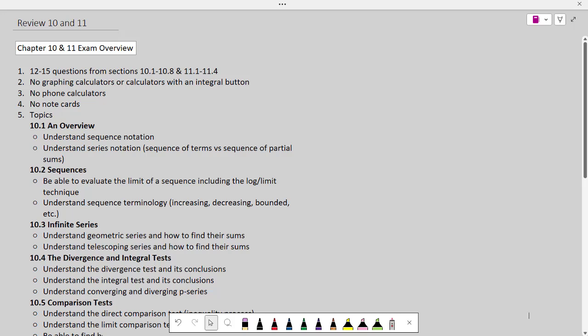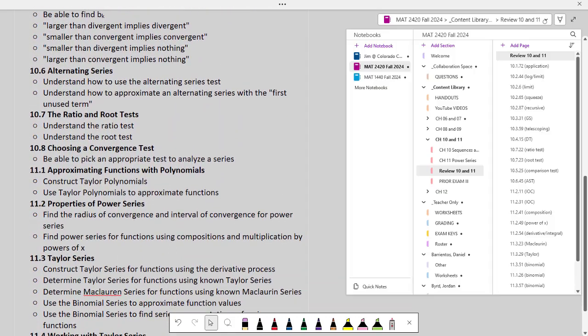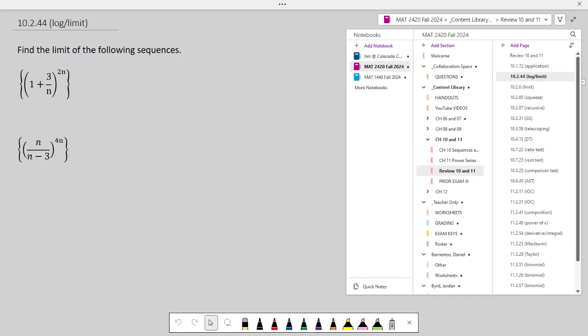So all the topics, no note cards, no phone calculators. You can bring a graphing calculator that does not have an integral button, no integral button. So there are all the topics. So let's go ahead and start doing some of these. This first one, I'm not going to ask you a word problem on this test, so we can pass on that for now. Let's go to log limit.